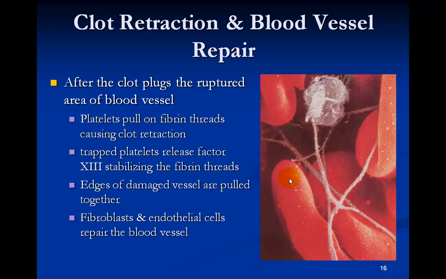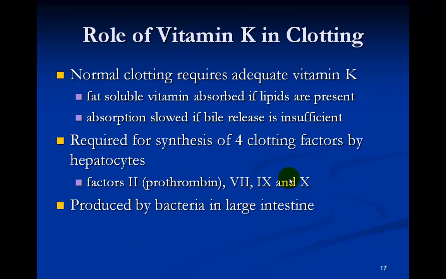But once the clot is in place, right, after the clot plugs the ruptured blood vessel, platelets on the fibrin threads start causing the clot to retract, to tighten up. These trapped platelets release factor 13, which stabilizes fibrin threads, and the edges of damaged blood vessels are pulled together. Fibroblasts and endothelial cells then repair the actual blood vessel. Right? All the clot does is stop the bleeding. Underneath that, the fibroblasts and the endothelial cells are creating new cells and filling in to repair the blood vessel.